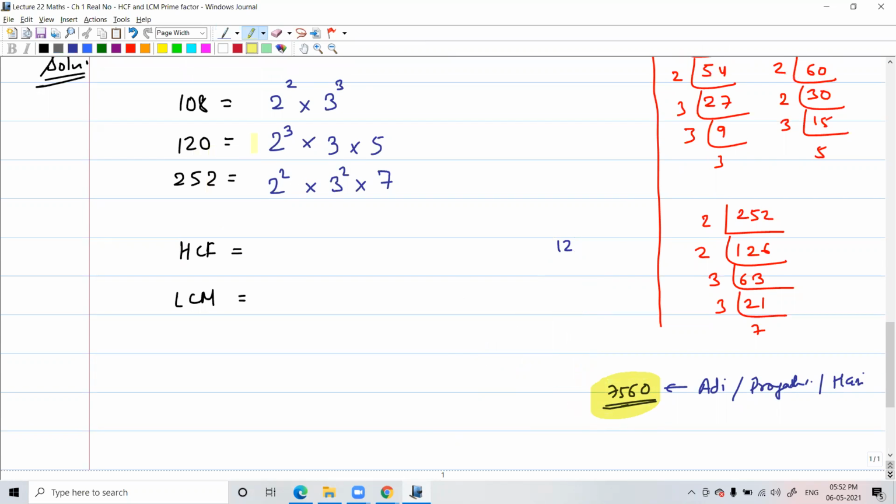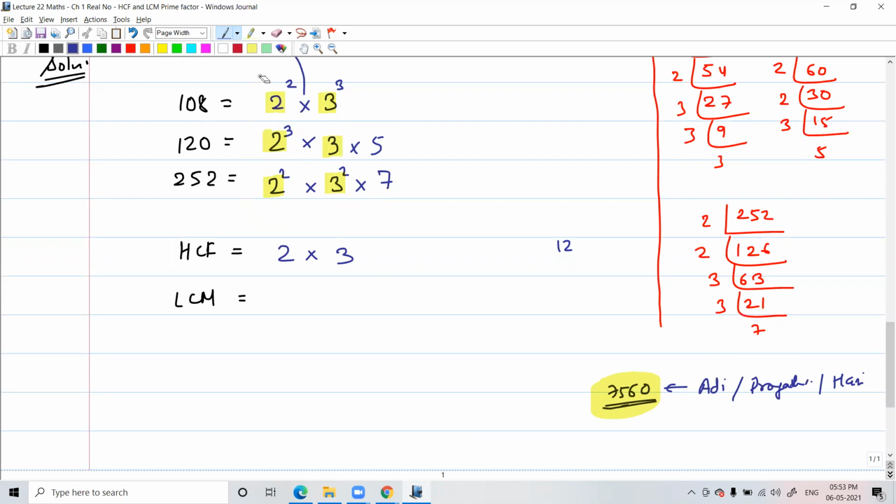HCF is easy. Everyone gets that. Common factors you need to look for, something which is common in all three of them. 2 is common here, so I will immediately write a 2. Is there anything else common? Yes, there is a 3 common in all of them. So I will write that 3 also. Is there anything else common? No. So just 2 and 3, but we have to take the minimum power of 2.